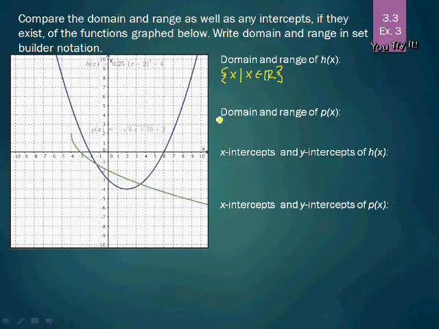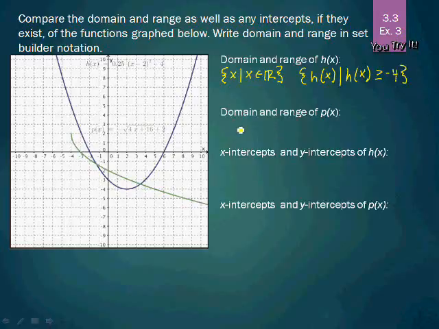And then the range, we can see here on the graph that the lowest it goes is -4 down there at the vertex. And so we can write for h of x such that h of x, and the lowest it's going to go is -4, and then it just goes up, up, up from there. So we know it's going to be greater than or equal to -4.